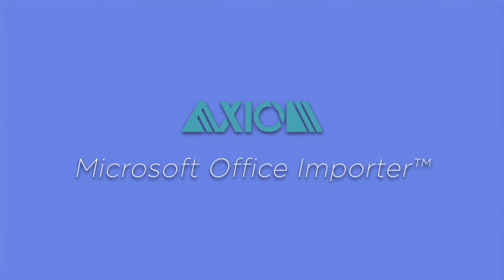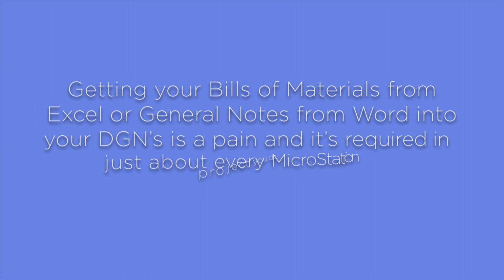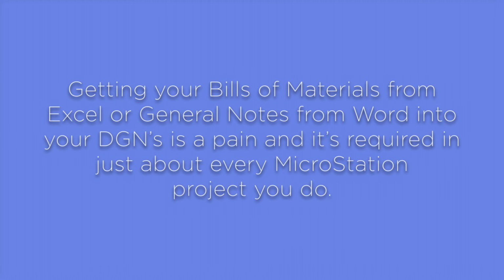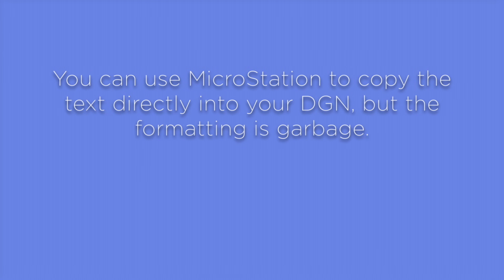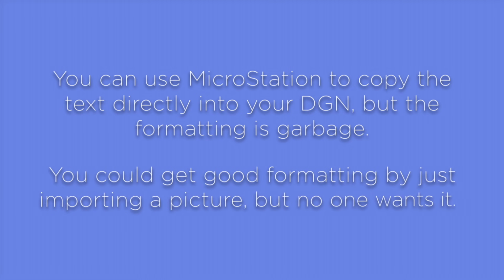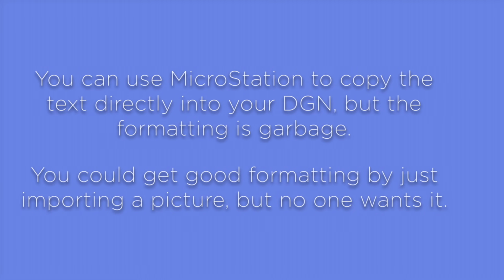This video is a brief overview of the Axiom product Microsoft Ops Importer. Getting your bills of materials from Excel or general notes from Word into your DGNs is a pain, and it's required in just about every MicroStation project you do. You can use MicroStation to copy the text directly into your DGN, but the formatting is garbage. You could get good formatting by just importing a picture, but no one wants it.